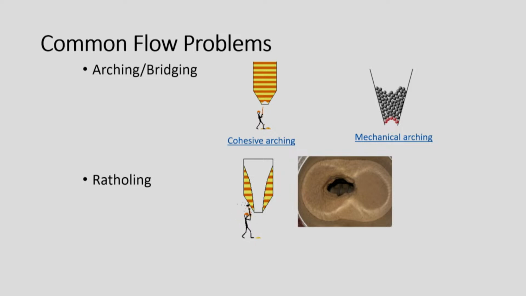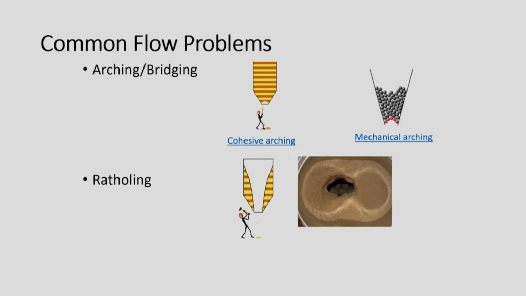Some of the common issues will be cohesive arching. If the material is cohesive, it forms an arch and doesn't flow, so you have to poke it or hit it with a hammer to make it flow. And mechanical arching: if it's highly fibrous, high aspect ratio material, it forms mechanical interlocking and wouldn't flow. If you go to YouTube, there are tons of sample videos of cohesive arching, mechanical arching, etc.